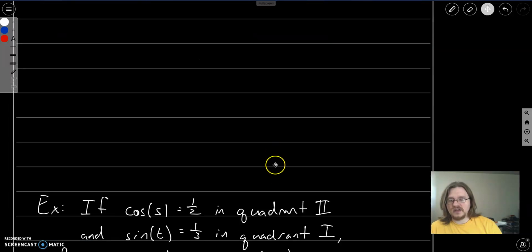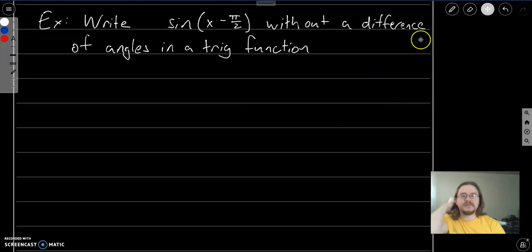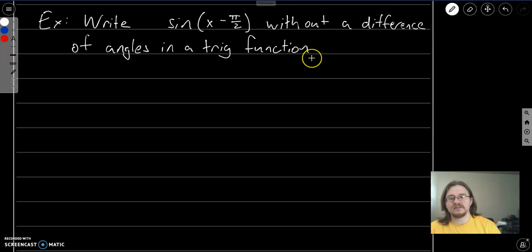I think there's 2 more. I'll do the last question in another video because it'll be a little bit longer. But this one, I want to write sine of x minus pi halves without a difference of angles in a trig function. And there's going to be a lot of different ways to do this.